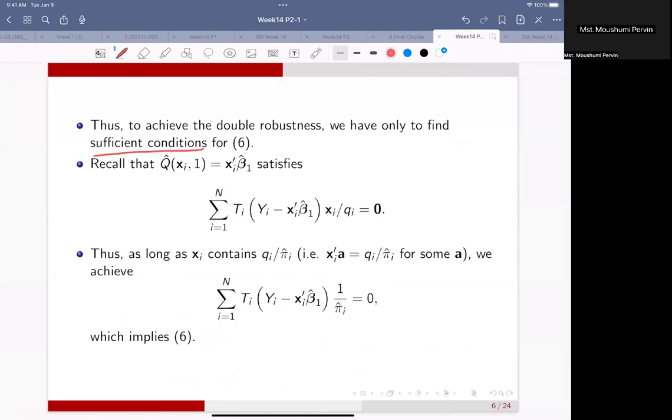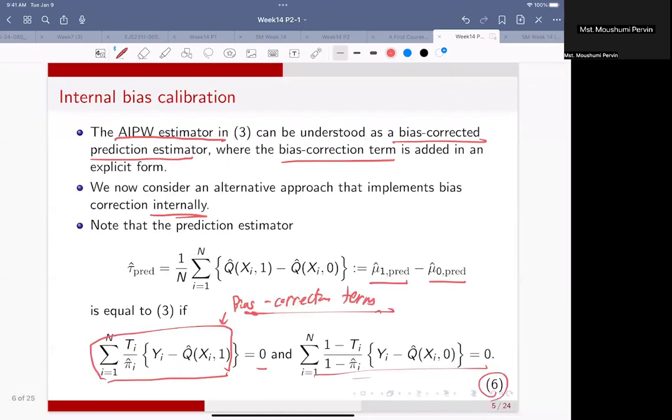So basically, condition 6 is the sufficient condition for a prediction estimator to be bias corrected or doubly robust. Okay. Well, this is kind of similar to our homework problem.